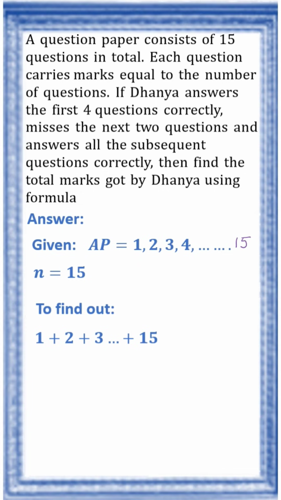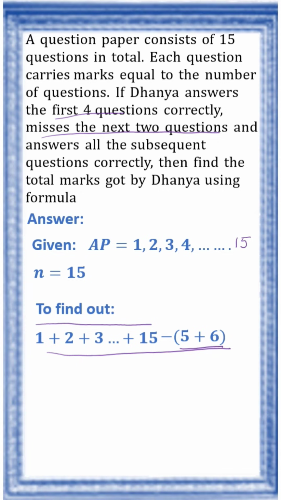This is total marks given in the question paper, minus 5 plus 6, because she missed these 2 questions. She answered 4 questions correctly, misses the next 2 questions, means 5th question, 6th question she misses. Now we have to find out this one. Up to 15, sum of 15 terms.